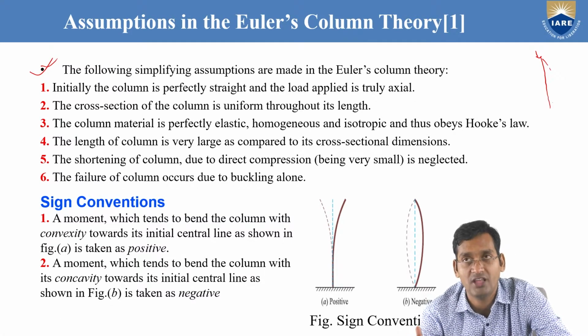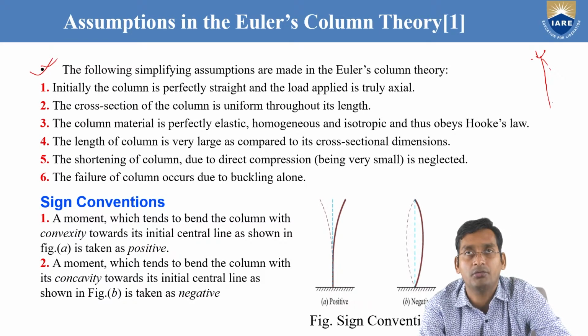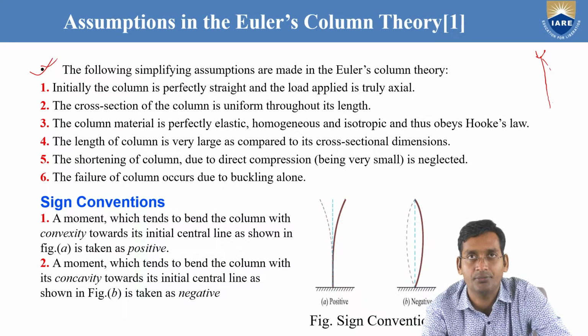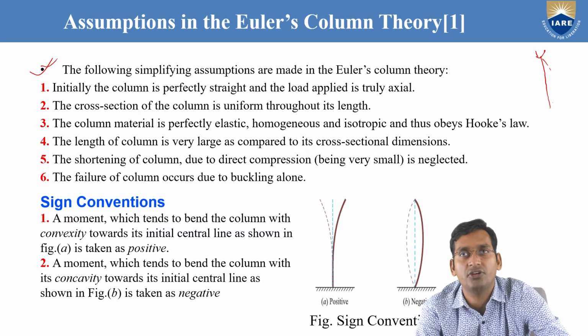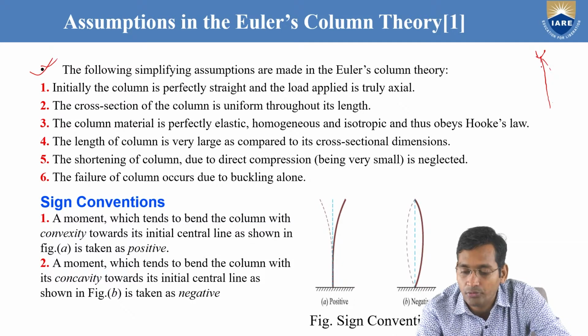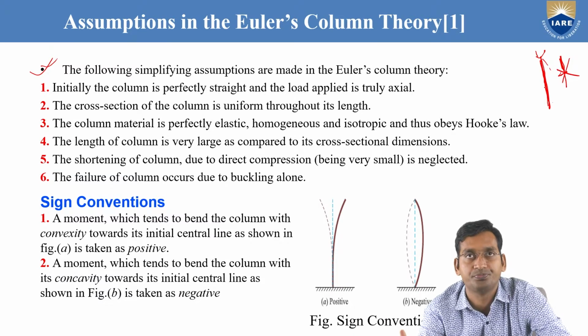And the load also is acting truly axially, not even 1 degree inclined. So it's axial, along the axis of the beam. Second assumption was the cross section of the column is uniform throughout its length. So from here to here, the cross section should be uniform. It's not like this much is thick and from here to here is thin. No, then again it will be difficult to find. So that's why uniform cross section.